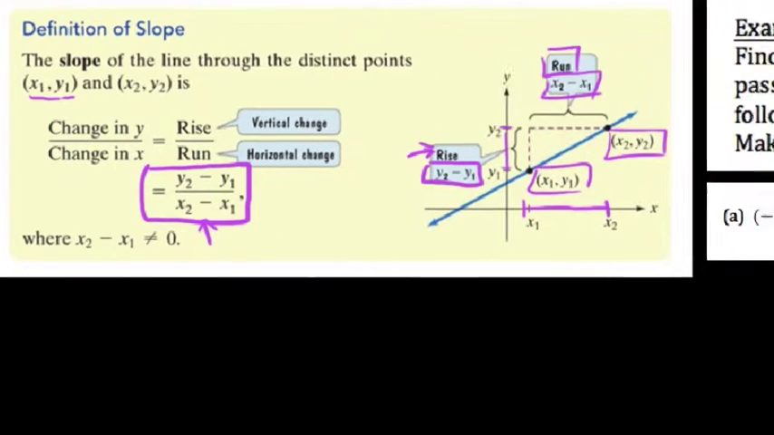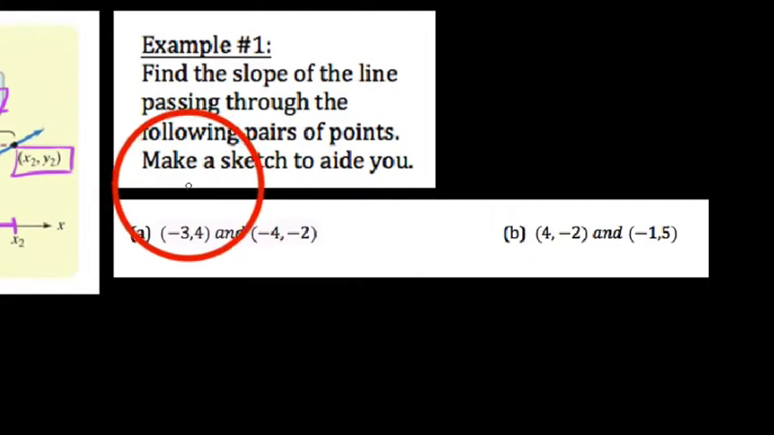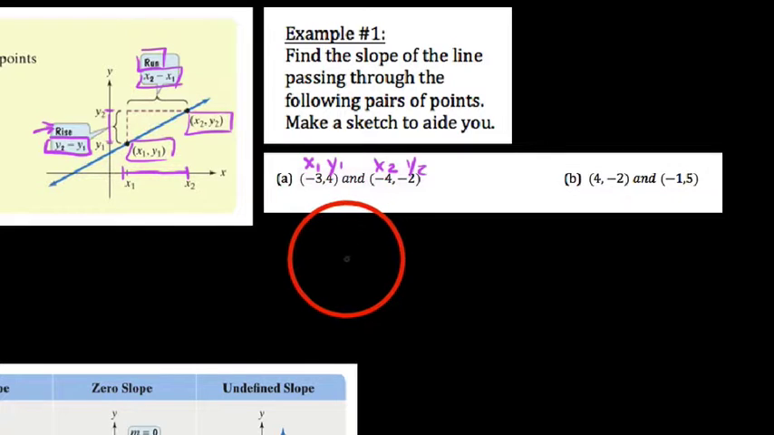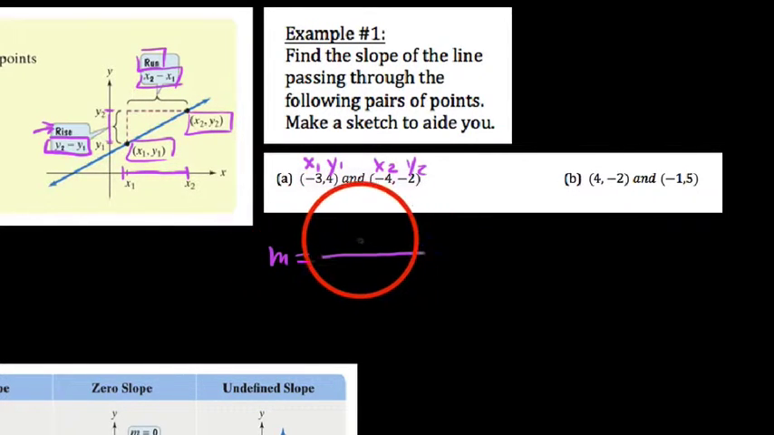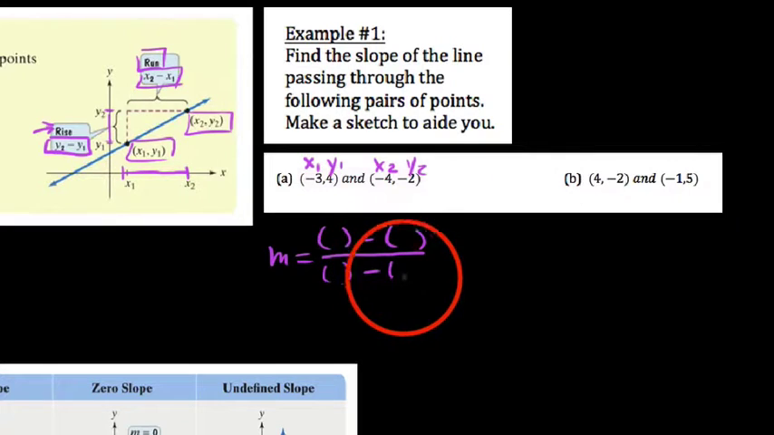So what I want to do is find the slope of the line passing through the following pairs of points. You'll notice I make a little note here that says, make a sketch to aid you in this. So we have some x1, y1 here, we're going to write this in here, x1, y1, and then we have x2, y2. What I'd like to do is find the slope of the line passing through these two points. Before I actually make a sketch on this one, I just want to show you that we can really just use this ratio right here, where we've got y2 minus y1 over x2 minus x1.